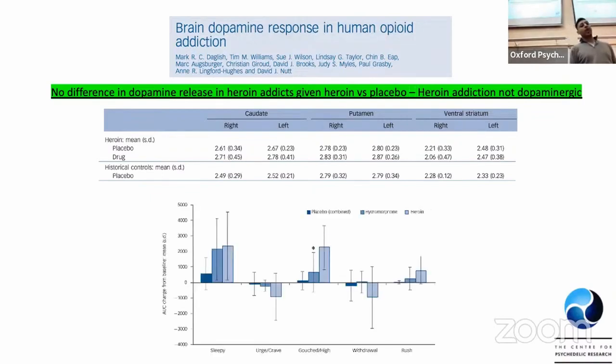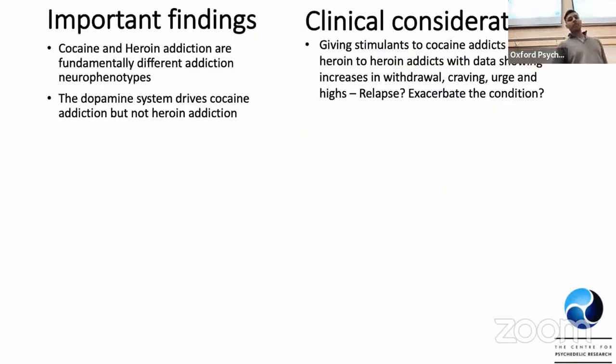But what we did see when we asked these patients how they felt in the scanner is that they had increases in urging and craving, felt more intense withdrawal, and also felt high. So one of the fundamental findings is that cocaine and heroin addiction are fundamentally different neurophenotypes. Dopamine seems to be driving cocaine addiction and not heroin addiction.